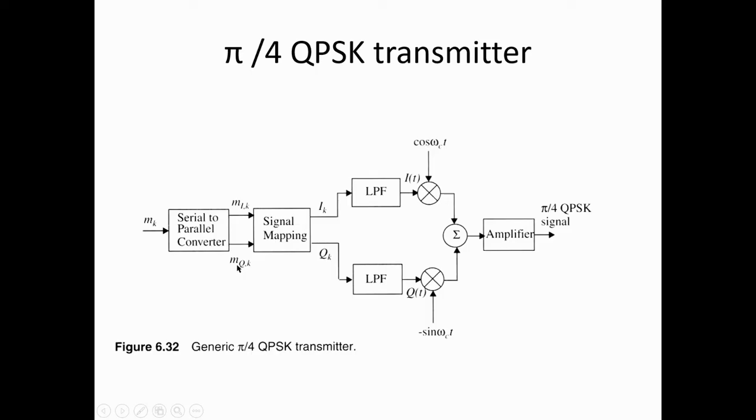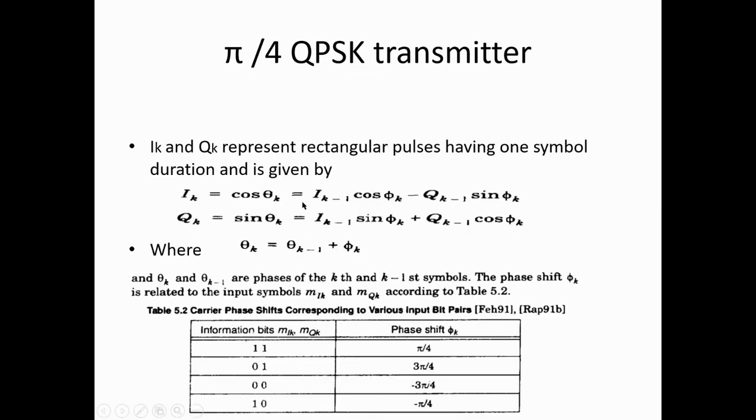Then mI(k) and mQ(k) are provided as input to the signal mapping. Here, the amplitude of I(k) is multiplied by the cos of the phase term, and the amplitude of the quadrature phase component Q(k) is multiplied by the sin of the phase term. So the in-phase component is mapped with the cos term, and the quadrature phase component is mapped with the sin term. This I(k) and Q(k) are represented here.